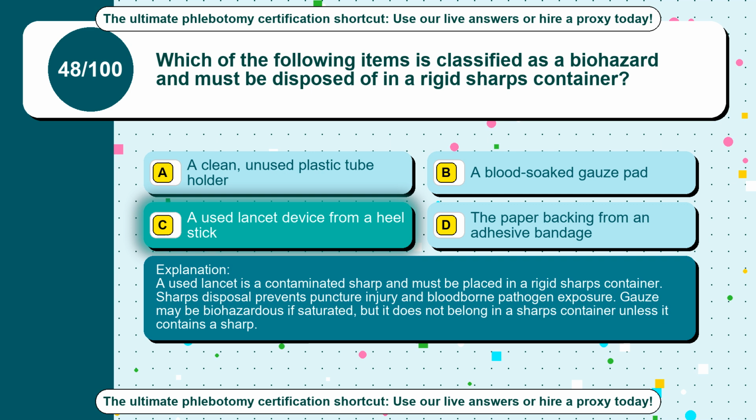A used lancet is a contaminated sharp and must be placed in a rigid sharps container. Sharps disposal prevents puncture injury and blood-borne pathogen exposure. Gauze may be biohazardous if saturated, but it does not belong in a sharps container unless it contains a sharp.